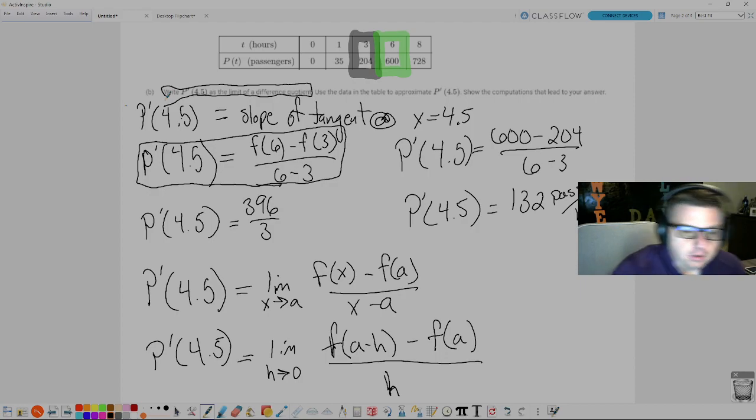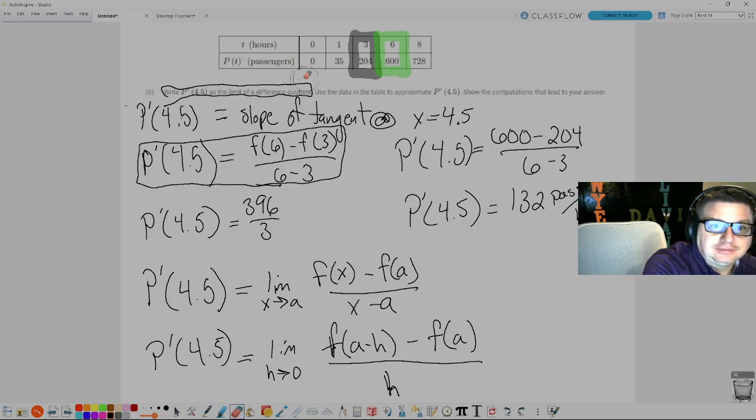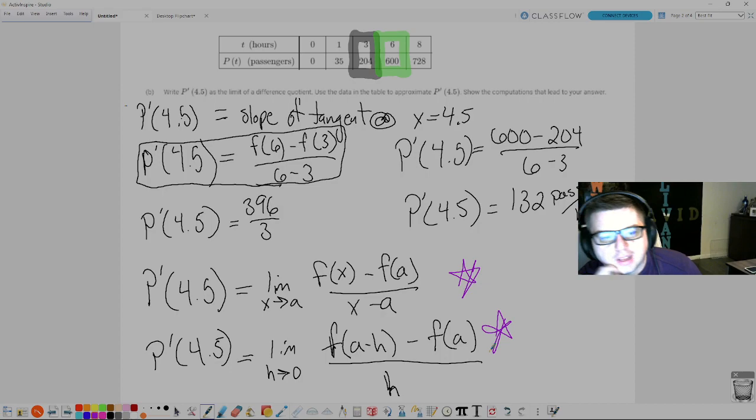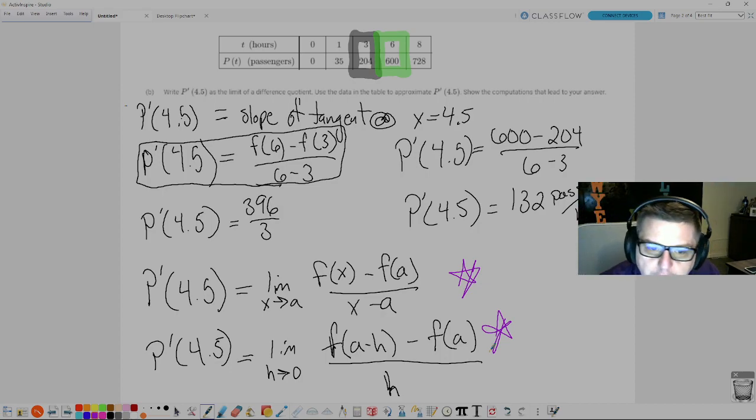So how are you supposed to know? Well, it did tell us to use a limit, and then I should have made the connection to the derivative and our two limits that give us the derivative. So that's where I made my mistake.